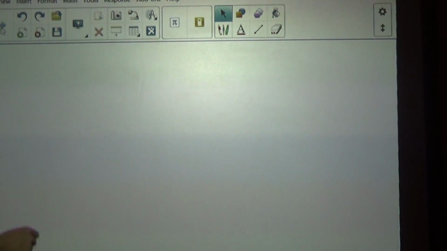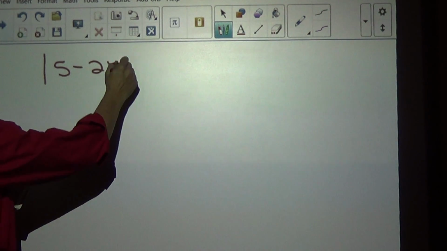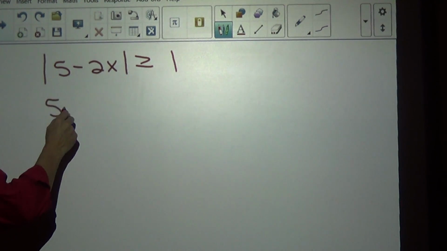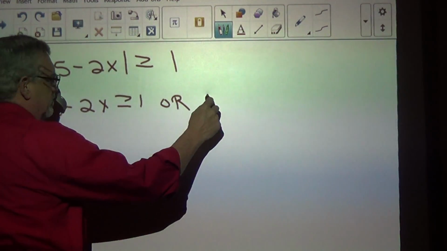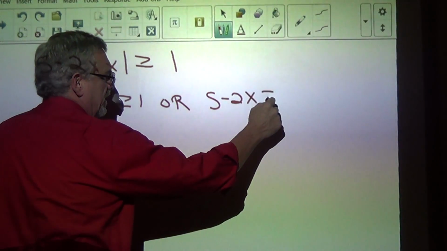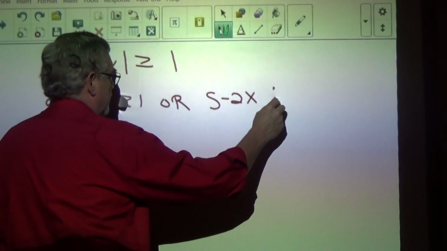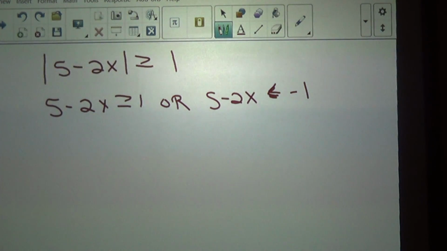Okay, here we go. This time I got the absolute value 5 minus 2x is greater than or equal to 1. So is this going to be an and statement or an or statement? Greater than is or. Or statement, okay? So I'm going to work it one time the way it's written. And Bailey kind of touched on it. Work the exact same thing, flop the symbol, which means you actually change it. Flop the symbol, change the sign. So it's less than or equal to -1.